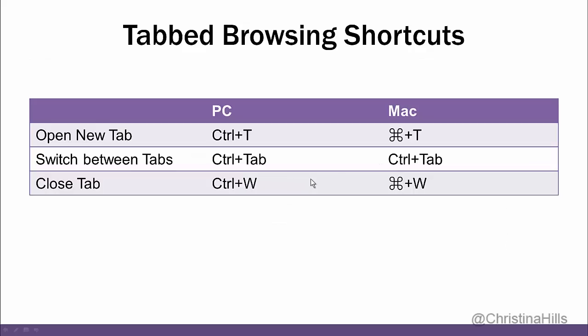So here's some tabbed browsing shortcuts, and I'm going to demo this, so this will all make more sense when I do the live demo. To open a new tab, you do Control-T. To switch between tabs, you do Control-Tab, or this is a Mac Apple command. Or to close the tabs, you do Control-W. So that'll close your tabs.